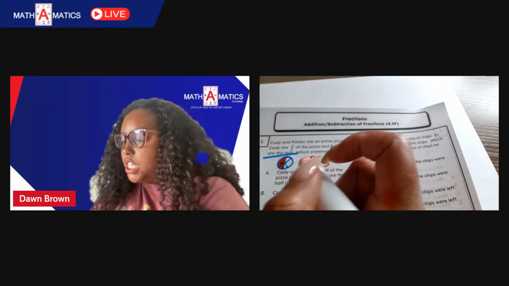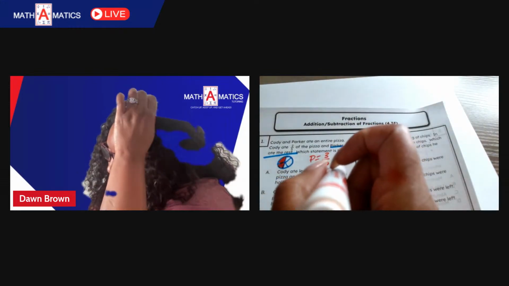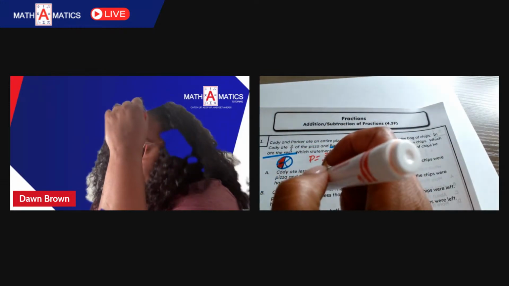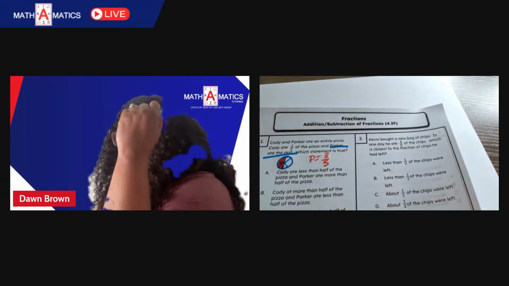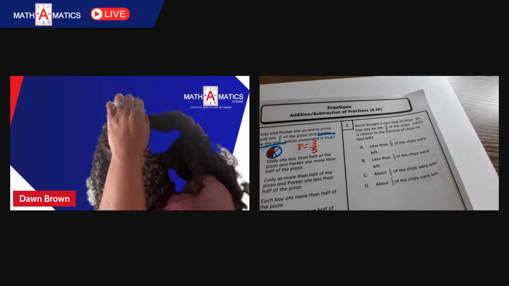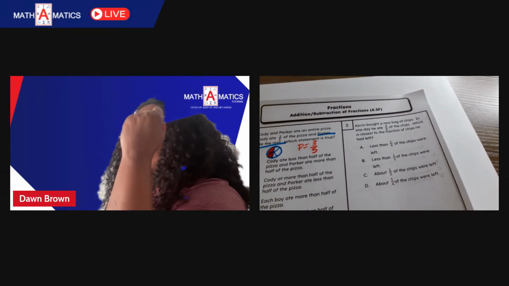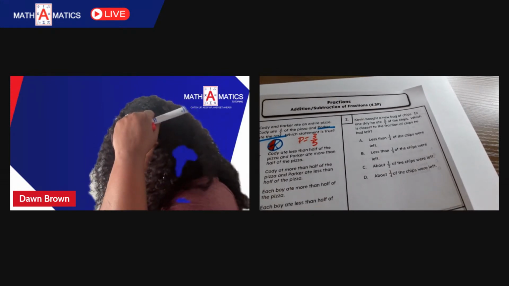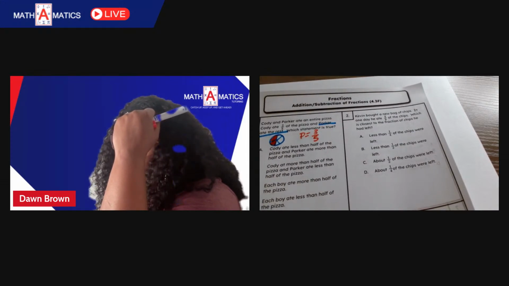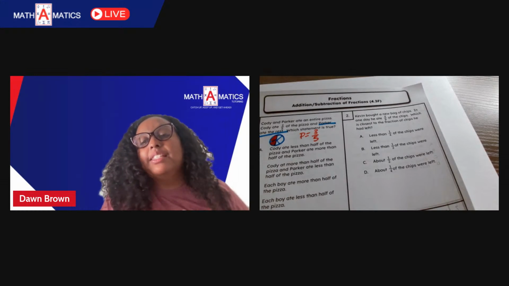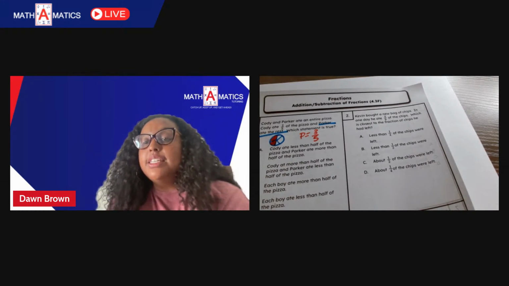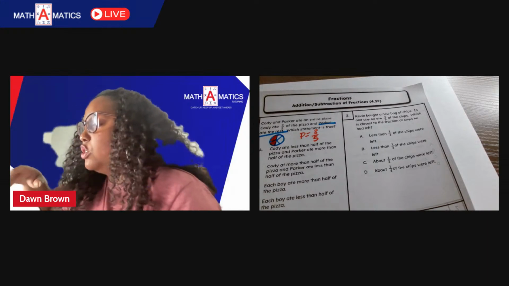So now the question is, Cody ate less than half of the pizza and Parker ate more than half of the pizza. Cody ate more than half of the pizza, and Parker ate less than half of the pizza. Or each boy ate more than half of the pizza. Each boy ate less than half of the pizza. Well, because 5 isn't an even number, this could definitely be confusing for a student, right?